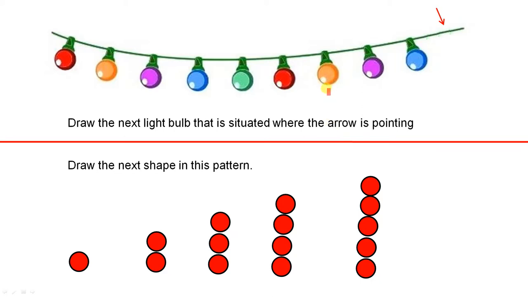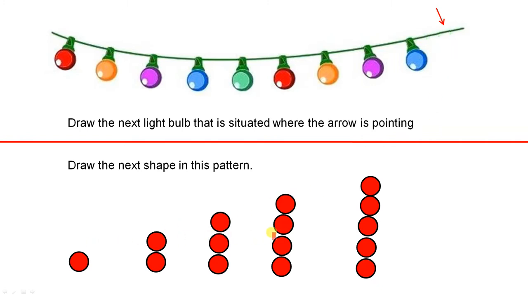Here's a very interesting one. Draw the next light bulb that is situated where the arrow is pointing. So they would be looking at these light bulbs here to see if there is a pattern. If they look carefully, they'll see that there is a pattern here, and if they have any trouble, just give them a hint, and then they can draw the next light bulb here with the appropriate colour.